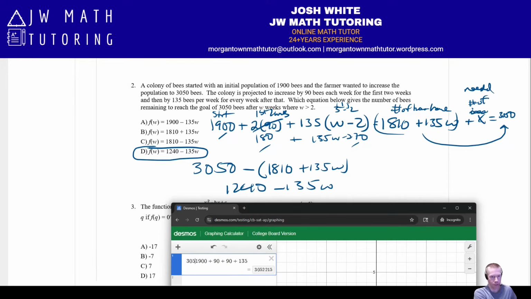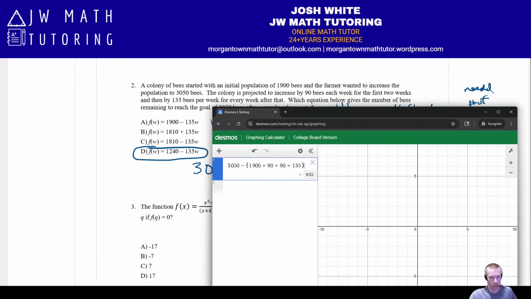If we need to reach the goal of 3050, how many more bees do we need? Well, 3050 minus that 2215, just put it in a giant parenthesis, 835. So I'm going to go to the answer choices and plug in W equals 3. Wait, why am I doing this? I don't need to do this. I can just do f of 3. There we go. And I'm looking for the answer that gives me 835.